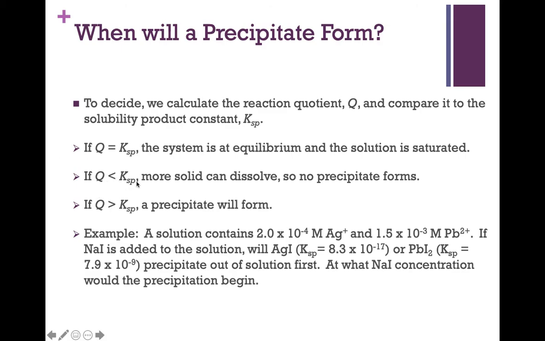If Q is smaller than Ksp, that means more solid can still dissolve, or in the case where we just combine the ions together, we can combine more of the ions before we truly get the solid, and so no precipitate would form.